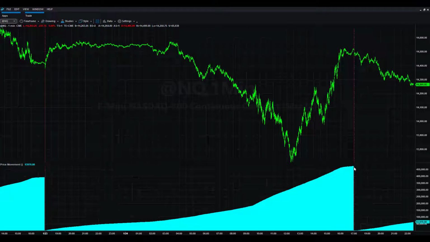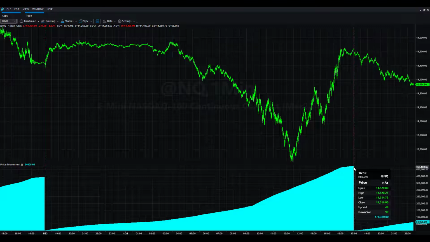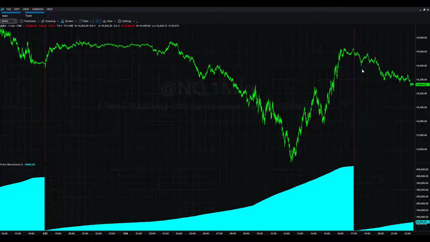470,000, that would be about 23,000 points in the NASDAQ, which is more than the value of the NASDAQ. The value of the NASDAQ is 14,000, so if you went to zero, that'd be $280,000 per contract if you shorted it here, and this thing moved 475,000. So just to give you a little perspective of what's happening.